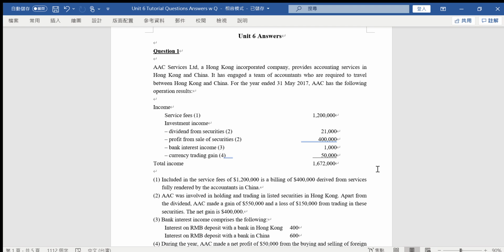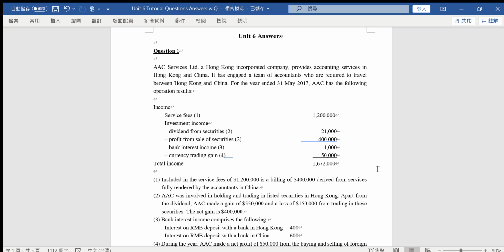Because the service business is focused on where the service is being rendered to determine the source of the service income, we will base on that to discuss the kind of income of this company.